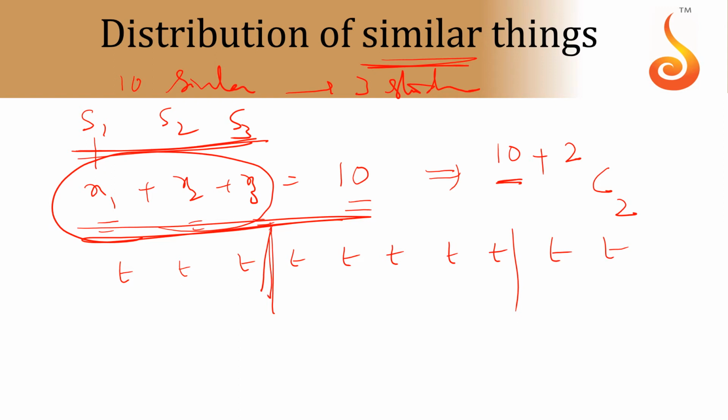Permutations of those will be 10 plus 2 C2. This will be the answer. So how to remember? Very simply, this is the number of things or number of balls you take, and this is the number of boxes. So if you want to divide into 3 boxes, 2 sticks are enough. So 10 plus 2 C, either you can write 10 or 2, no problem. So that is distribution of similar things.